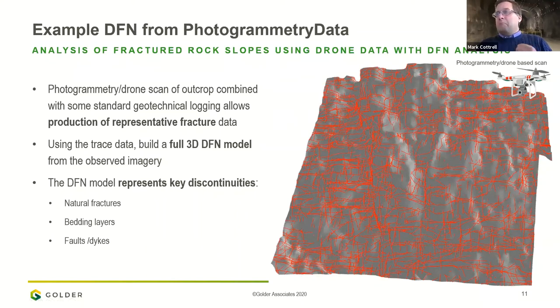So we may say, well, actually permeable fractures, open fractures are our primary interest if it's a groundwater problem, or we may say, well, actually all features are important to us. We want to understand where different block sizes exist. So we can use the scan data, the photogrammetry data, to build a model that is quite high resolution, but we can be selective at the same time.